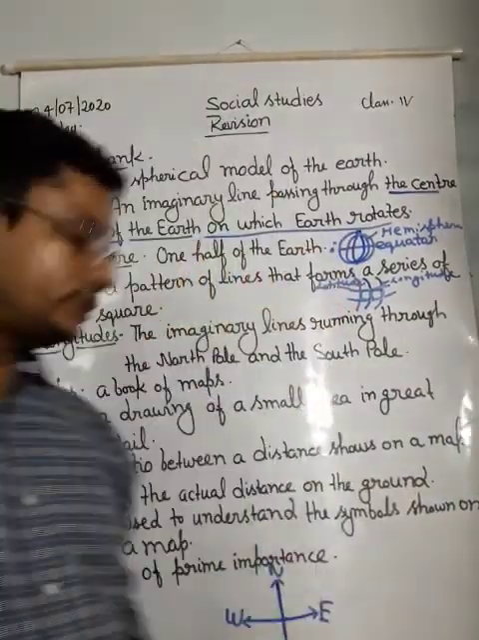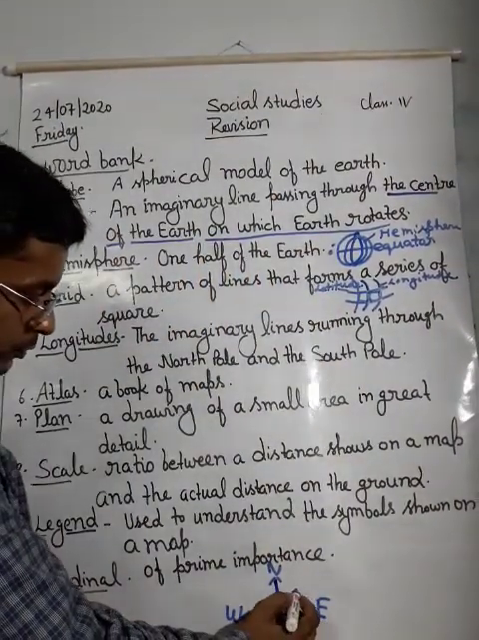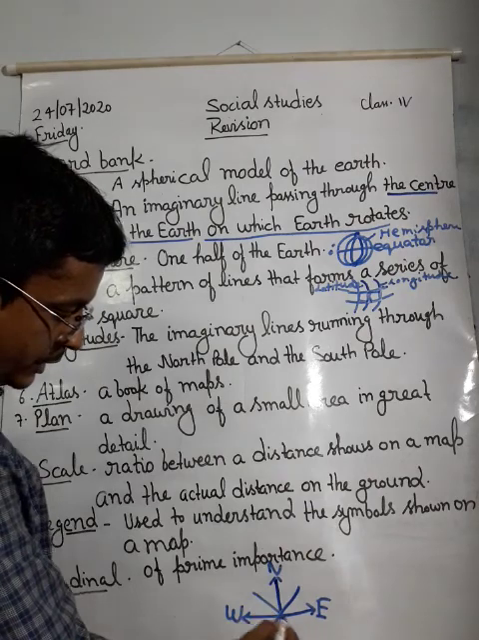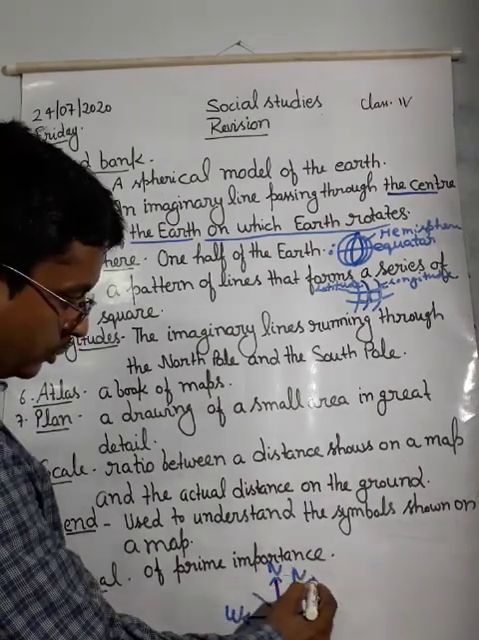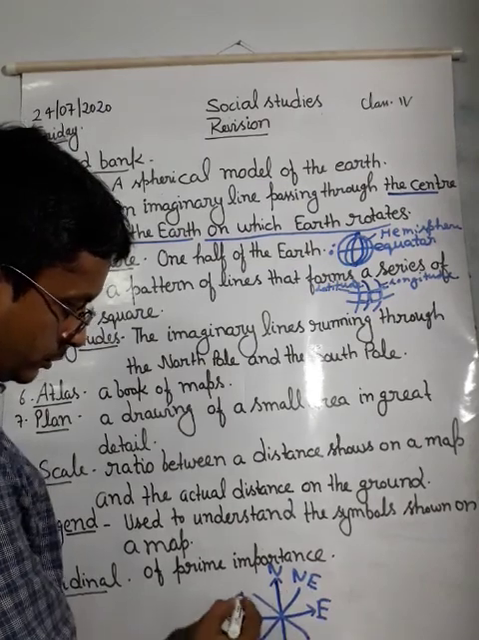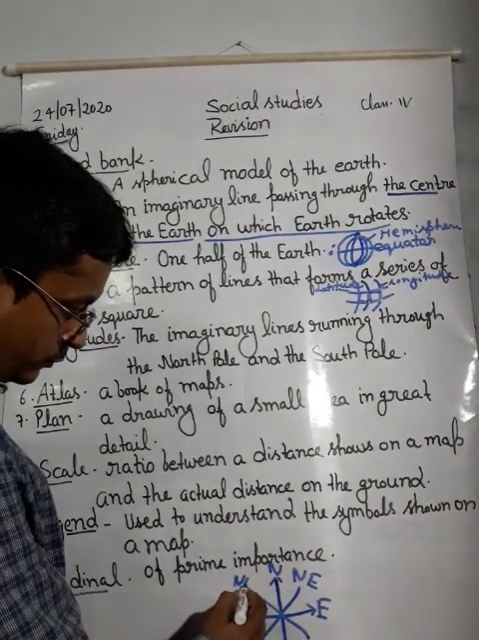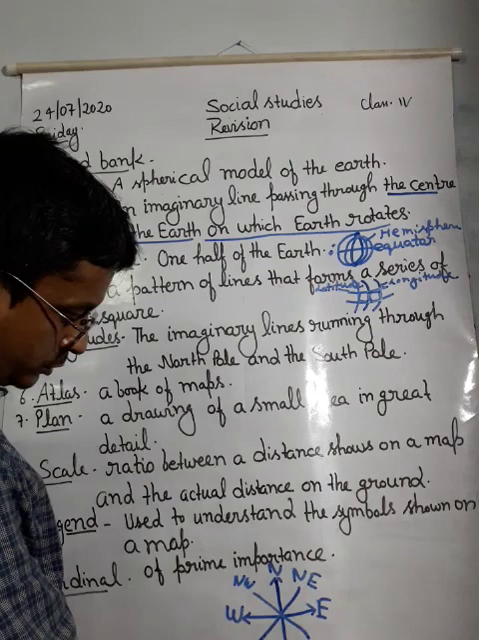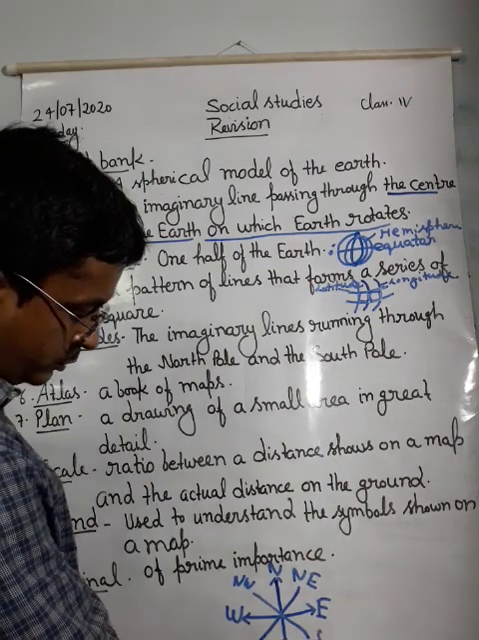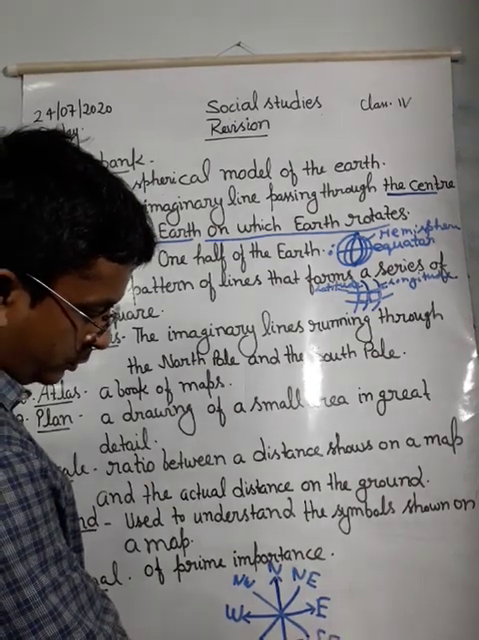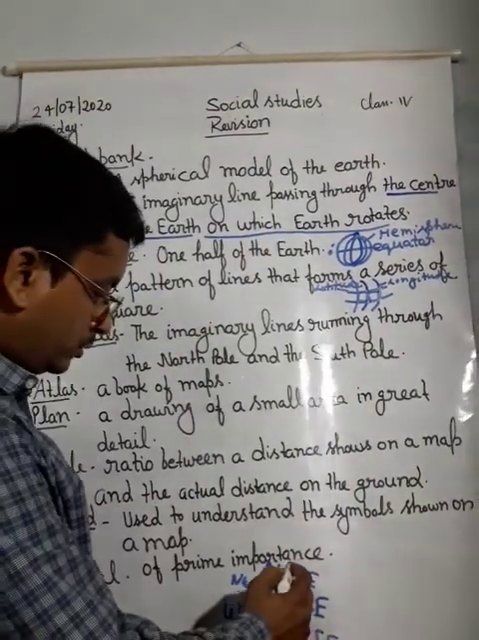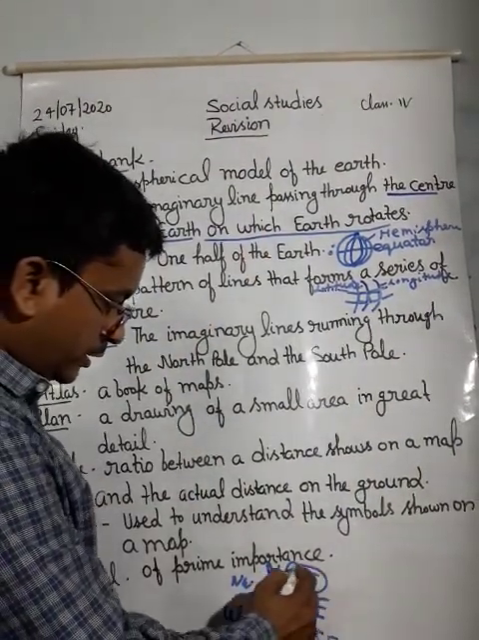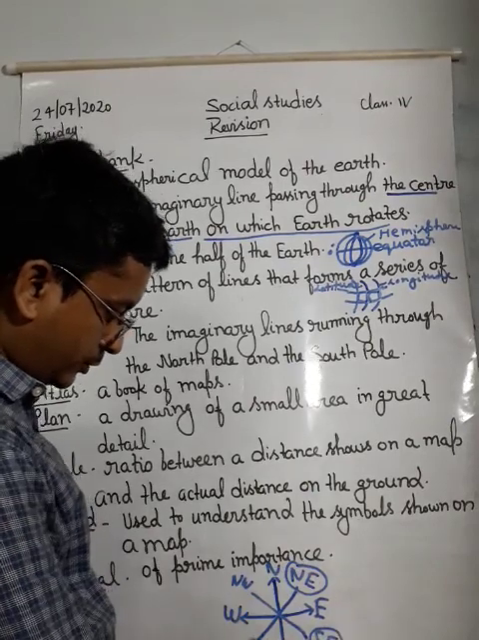And except these, there are four intermediate directions. You should know about them also: northeast, northwest, southwest, southeast. So these are the intermediate directions.